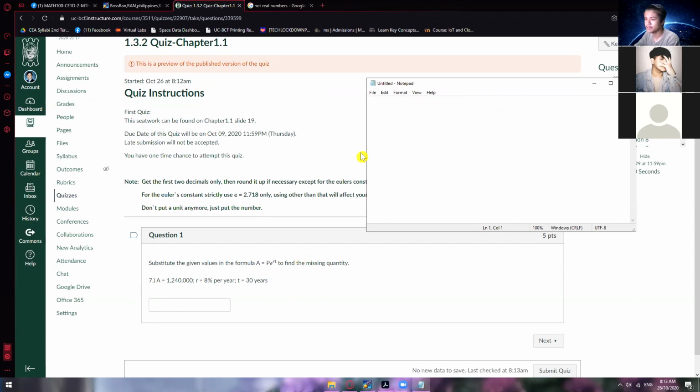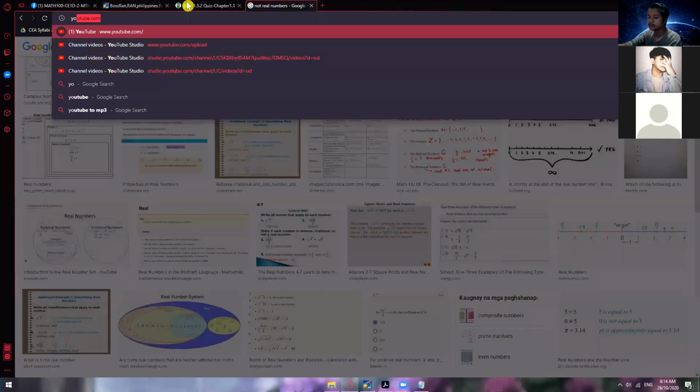So for example, yung missing is letter P. So in here, P is equal to A divided by E raised to R times T. So all you need to do is transfer the E raised to R times T to the denominator of letter A. Okay. And then kapag ang hinahanap naman is letter R or T, which is an exponent, so you can use a logarithmic function. So pakita ko lang sa'yo.